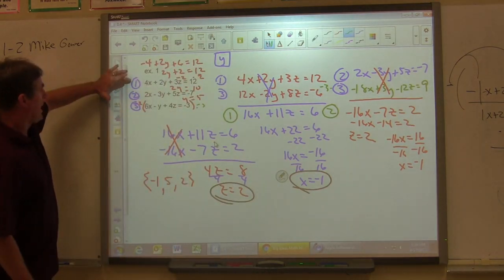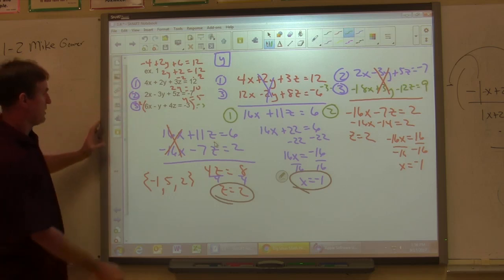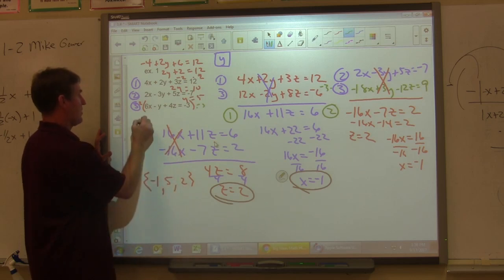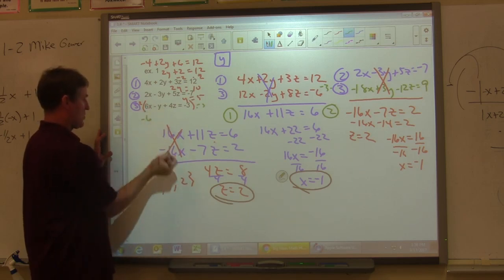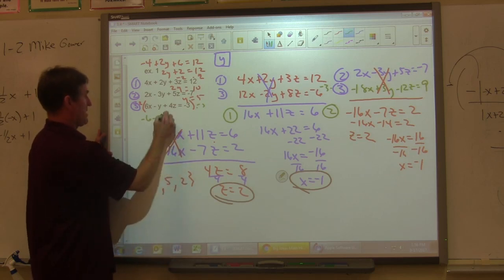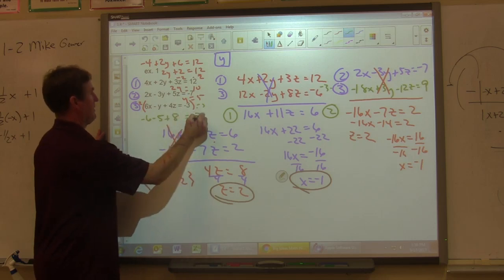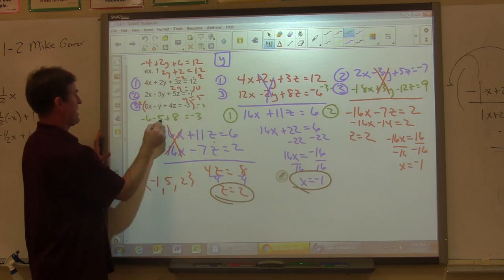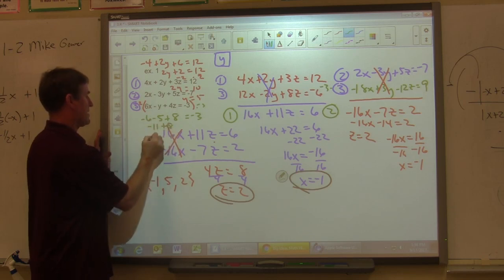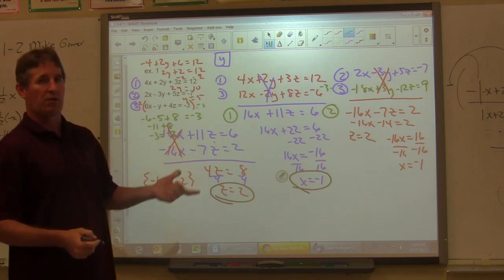We solved for y in number 1, so we want to use either of the others to make sure our answer is right. So I'm just going to check it in this one. 6 times negative 1 is negative 6, minus y, so minus 5, plus 4 times 2 is 8, and that should equal negative 3. So negative 6 minus 5 is negative 11, and negative 11 plus 8 is negative 3. And so negative 3 equals negative 3, so we know we got it right.